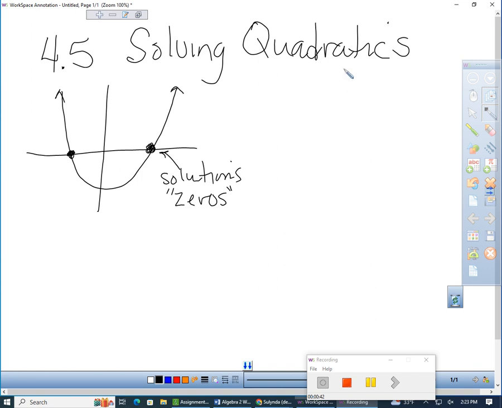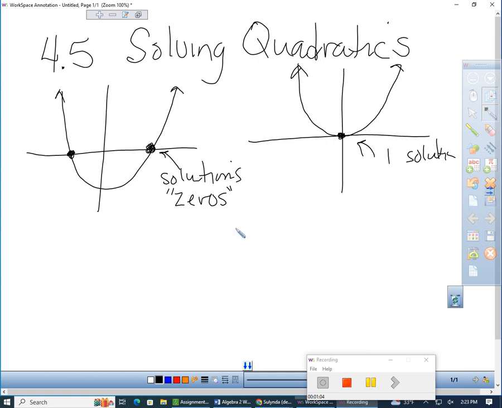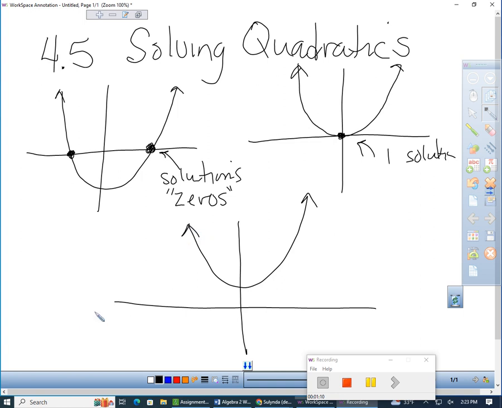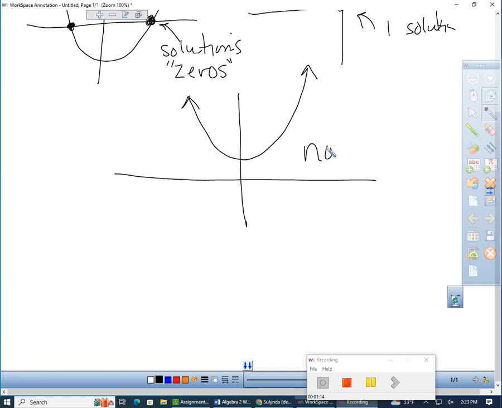Now, if I was to take that same parabola and maybe move it up so it only touches the x-axis, how many solutions does this one have? This has one solution. One solution. And I do want to briefly touch on, what if your parabola is way up here and doesn't cross? Which means there are no real solutions.